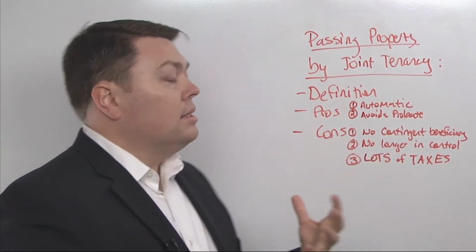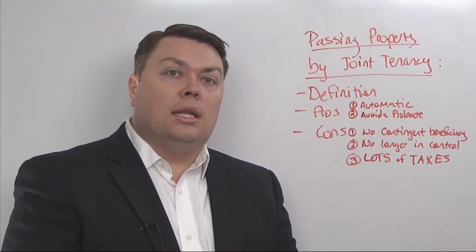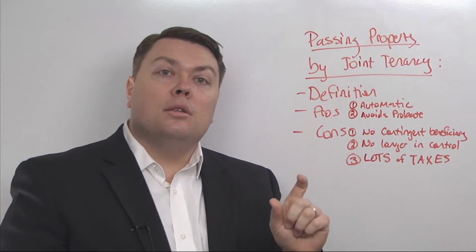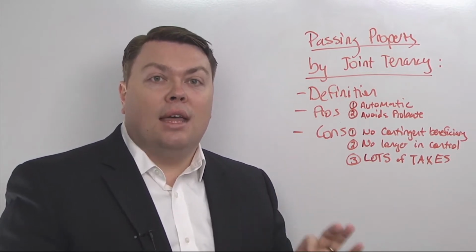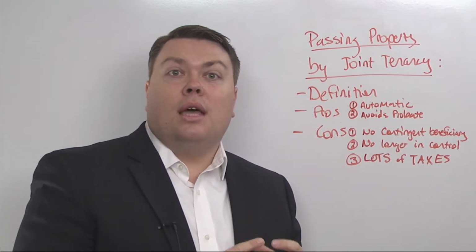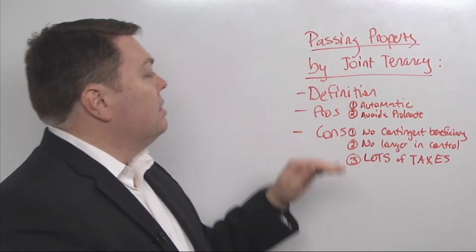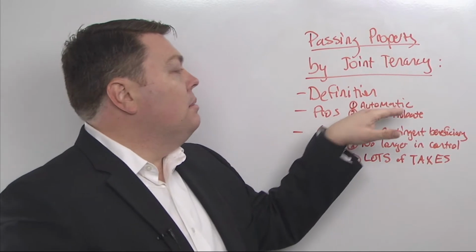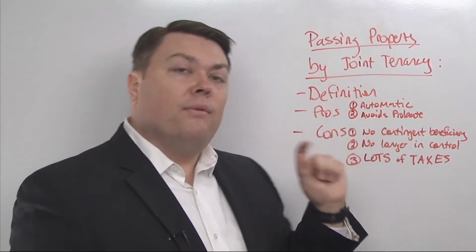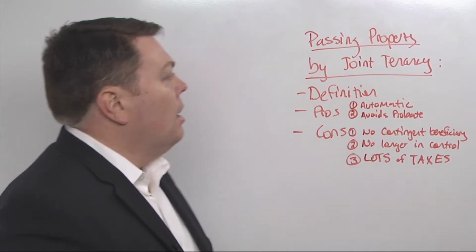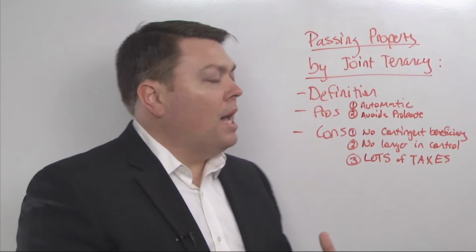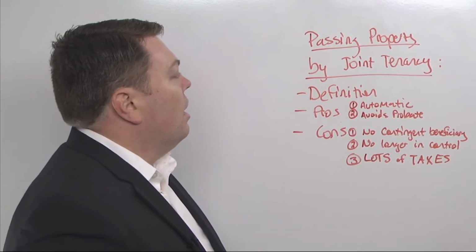Okay, so let's say we hold property as joint tenants, my wife and I, and then I pass away. All she has to do is file an affidavit of death of joint tenant with the county recorder where we held that real property, and then she automatically becomes the sole owner of that property. And this avoids probate. So those are some of the good parts of passing property in that way.